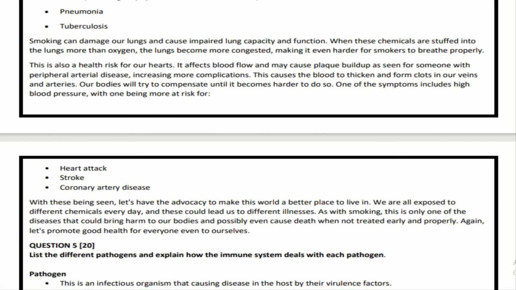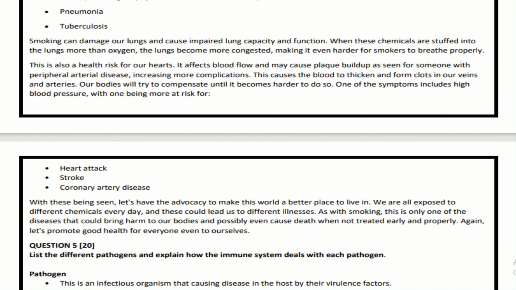This is also a health risk for our heart, and it affects blood flow and may cause plaque buildup, as seen in someone with peripheral arterial disease, increasing complications. This causes the blood to thicken and form clots in our veins and arteries. Our blood will try to compensate until it becomes harder to do so. One of the symptoms includes high blood pressure, with one being at risk for heart attack, stroke, and coronary artery disease.